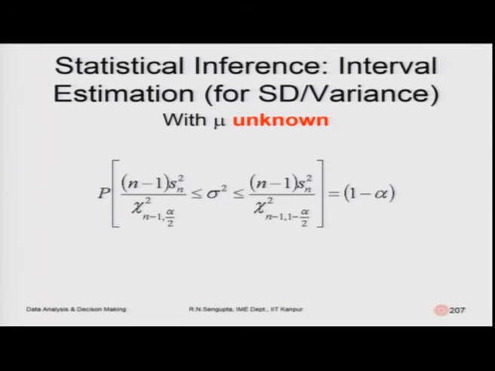Now, let us consider the problem for the same time, but with the population mean being not given. So, consider that statistical inference problem is there, interval estimation is there for the standard deviation or the variance, but with the population mean being unknown. So, here again we lose 1 degree of freedom because the population mean is not known. We use the sample mean to find out the population mean.